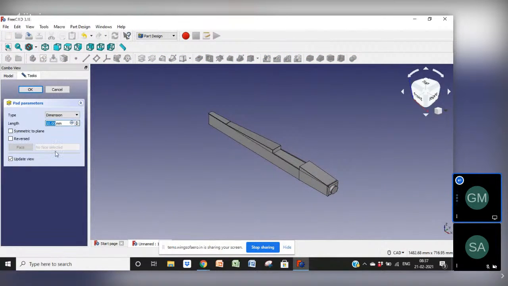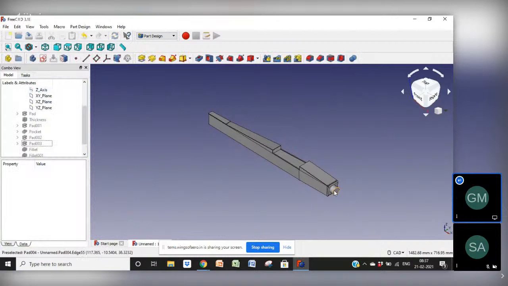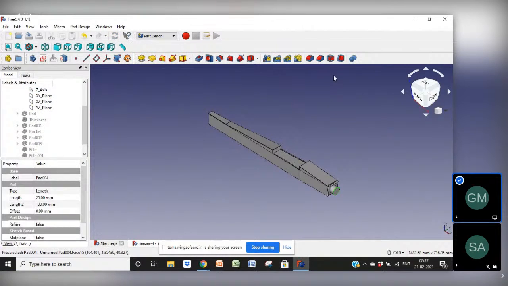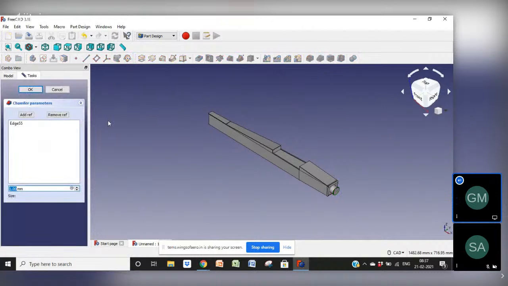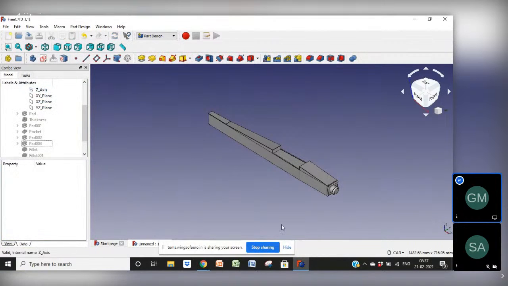10 mm. Let it be 20 mm. Okay, here we will apply a chamfer and fillet. Okay, here we are done with our fuselage. We are left with the wing and tail. That we will make tomorrow.